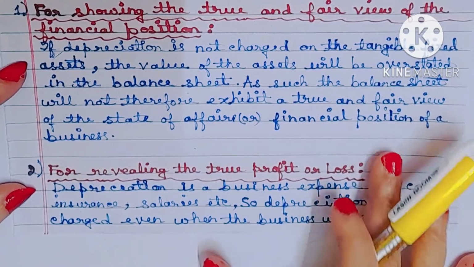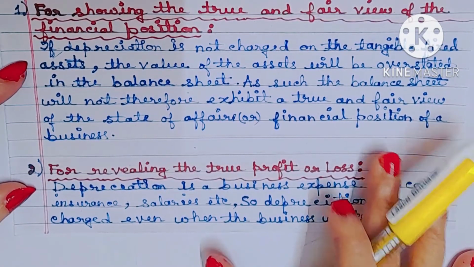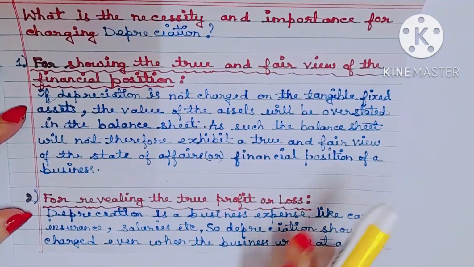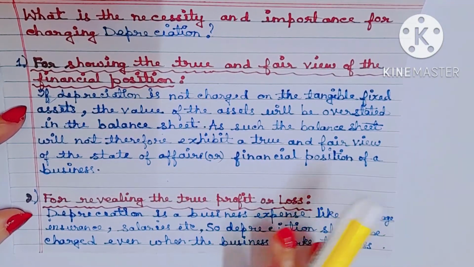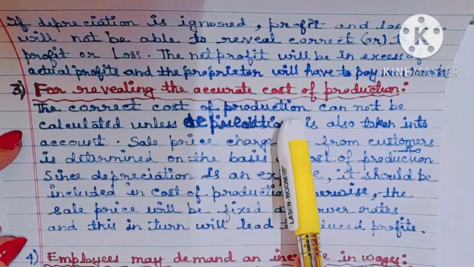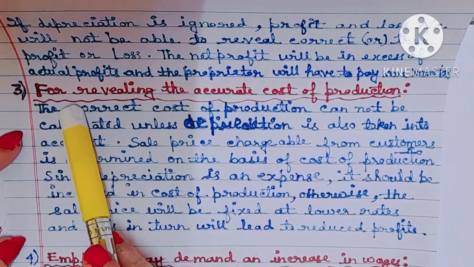The net profit will be in excess of actual profits, and the proprietor will have to pay more income tax, because যত বেশি profits হবে বিজনেসে, তত বেশি income tax payment করতে হবে. Understood? Number 3, for revealing the accurate cost of production.